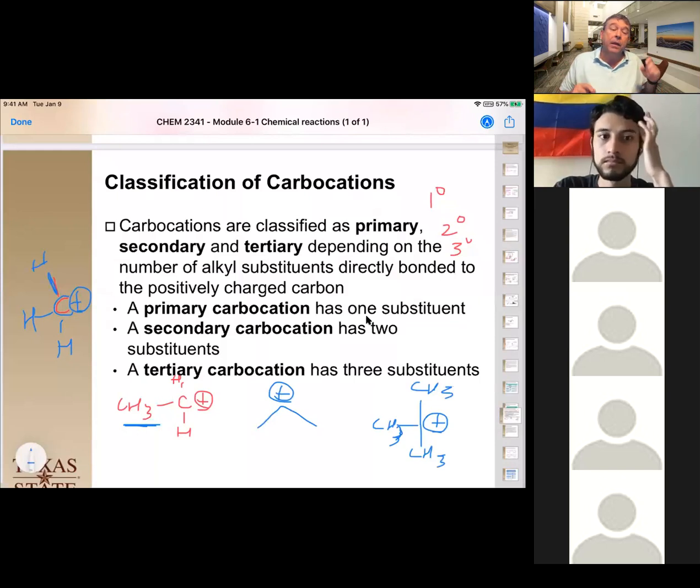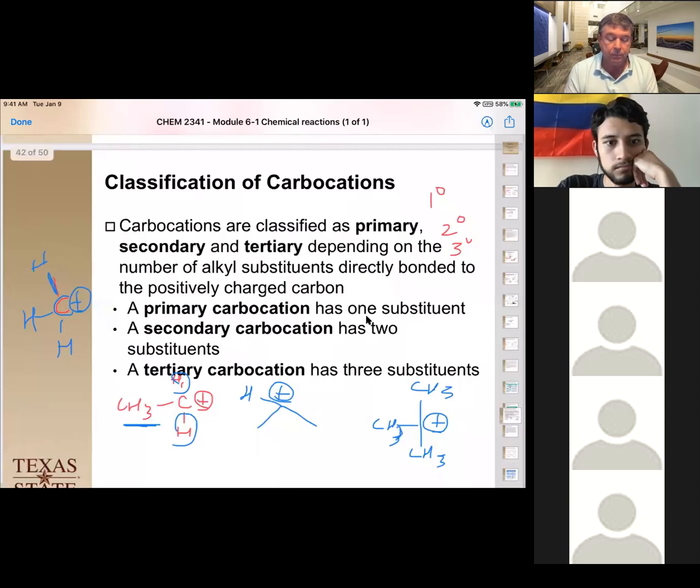And so when you have 2 hydrogens on your carbocation, it's a primary carbocation. When you only have 1 hydrogen on that carbocation, it's a secondary. And when you have no hydrogens on that carbocation, we call that a tertiary. But most commonly we use the number of carbons that you see attached to that carbocation carbon.